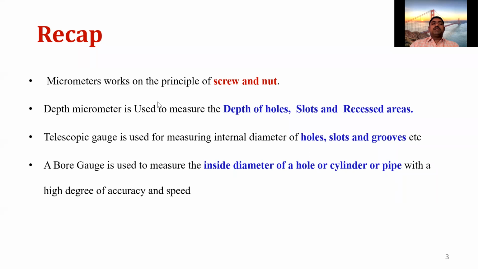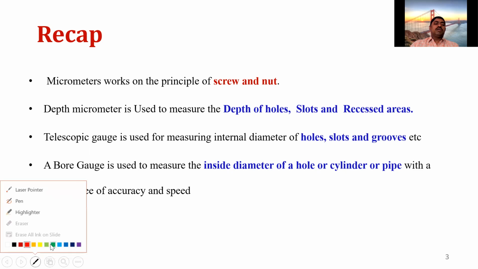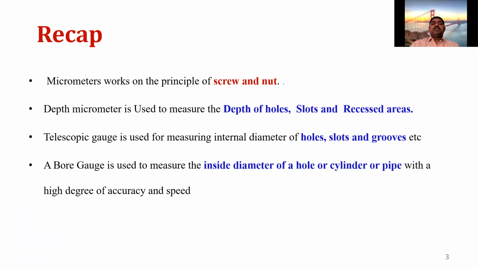In the last lecture, that is the second lecture, we discussed the micrometer. Micrometers are used for measuring both external and internal dimensions, maybe length or diameter, thickness or width. This micrometer works on the principle of screw and nut mechanism. So we have external micrometers and internal micrometers.